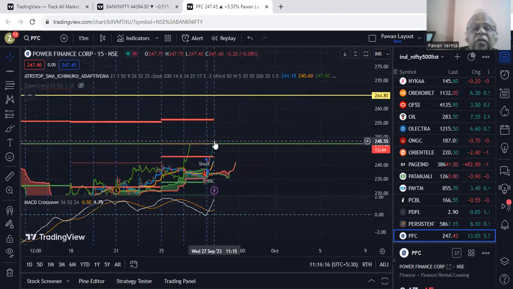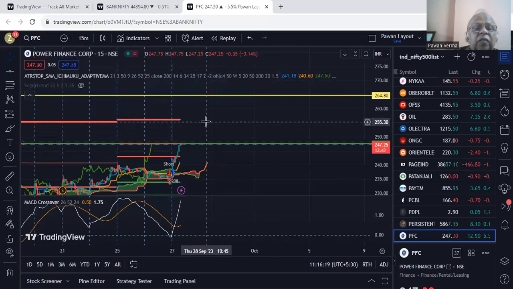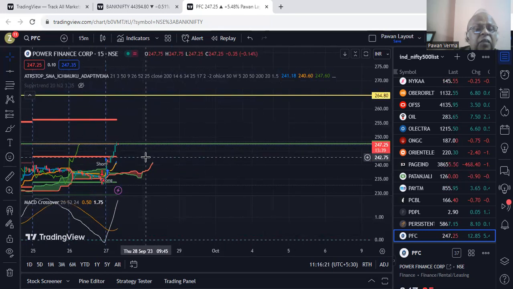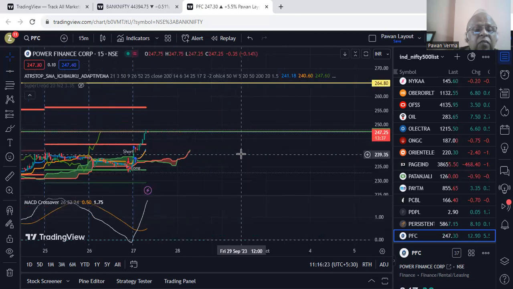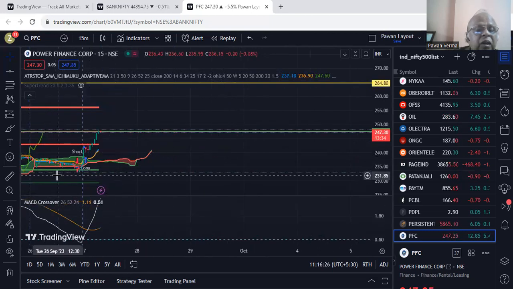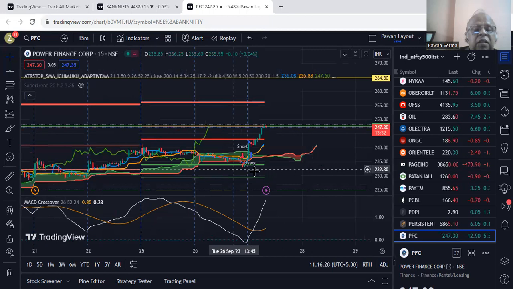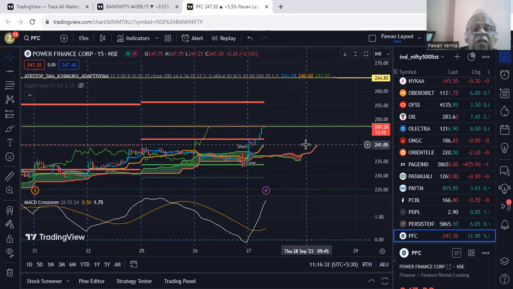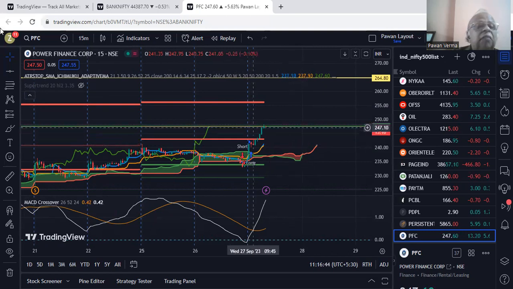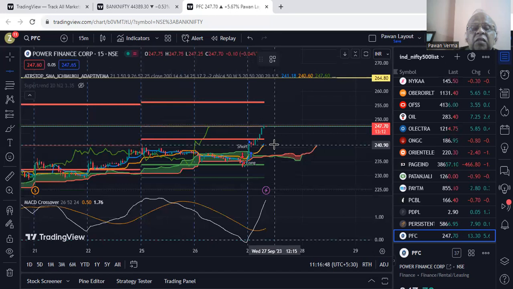So friends, the targets I have specified in the case of PFC. What should be the stop loss here at this stage? For fixing the stop loss, the bottom made in the 15-minute candle by the 2 hour span will be treated as the stop loss.